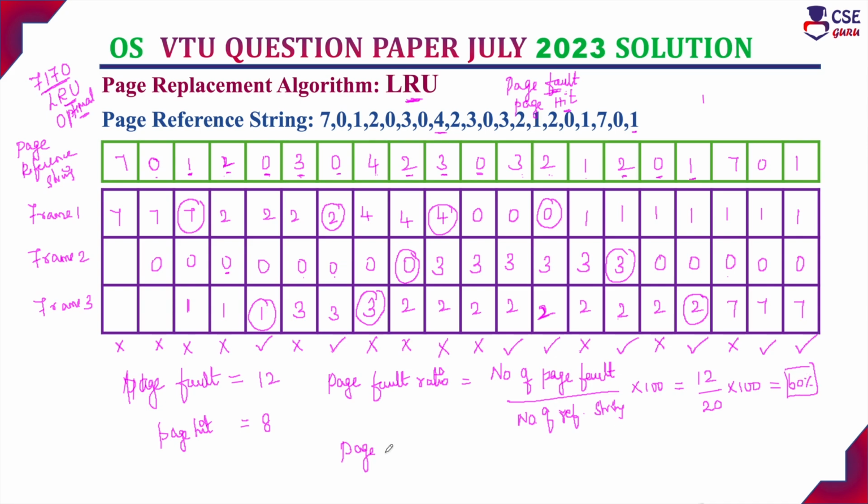Next you need to find the page hit ratio. How will you find the page hit ratio? The same procedure, only instead of the number of page faults you use the number of page hits, divided by the number of reference strings, into 100. So the number of page hits is 8, divided by 20, into 100. So you will get 40%. So 60% is the page fault ratio and 40% is the page hit ratio. So this is the page fault and page hit ratio using the LRU page replacement algorithm for the given reference string.